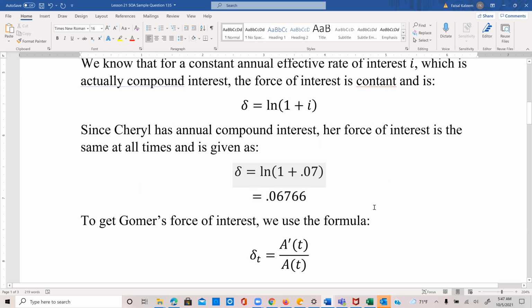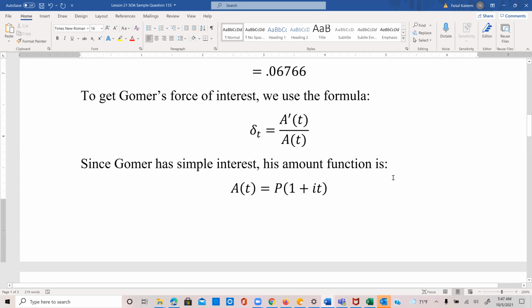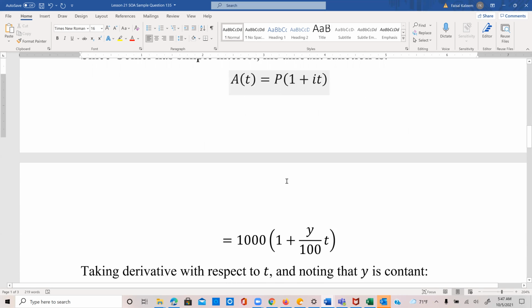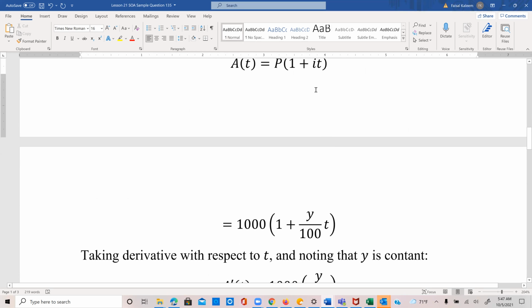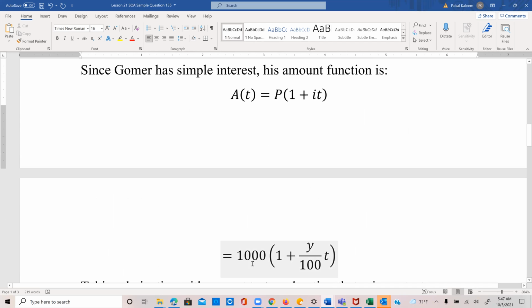Now for Gomer, we have to do more work because Gomer has simple interest. So for Gomer, we use the general formula for force of interest, which is A'(t) over A(t). We know the amount function for simple interest is P times (1 + it). First we substitute the fact that i for Gomer is Y%, so we substitute Y over 100 for i. So the amount function becomes 1000 times (1 + Y/100 t), because the principal was 1000 and the interest rate was Y over 100 for Gomer.